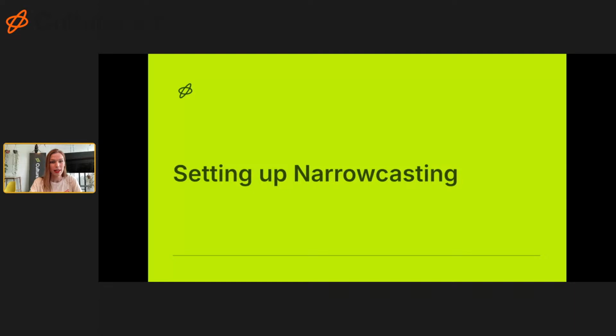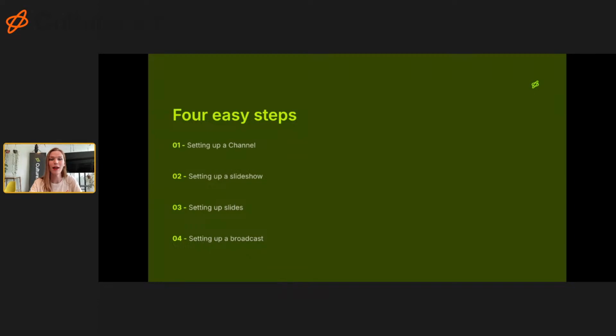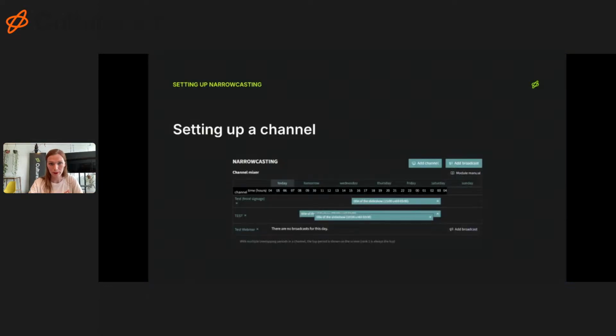Let's talk about setting up some narrowcasting, because it's nice to use it, but how do you actually set it up? Well, it's actually 4 easy steps. It's setting up a channel at first, then setting up a slideshow. And in those slideshows, you obviously need slides, so you need to set up those. And then you will set up a broadcast. And all of these things are working together.